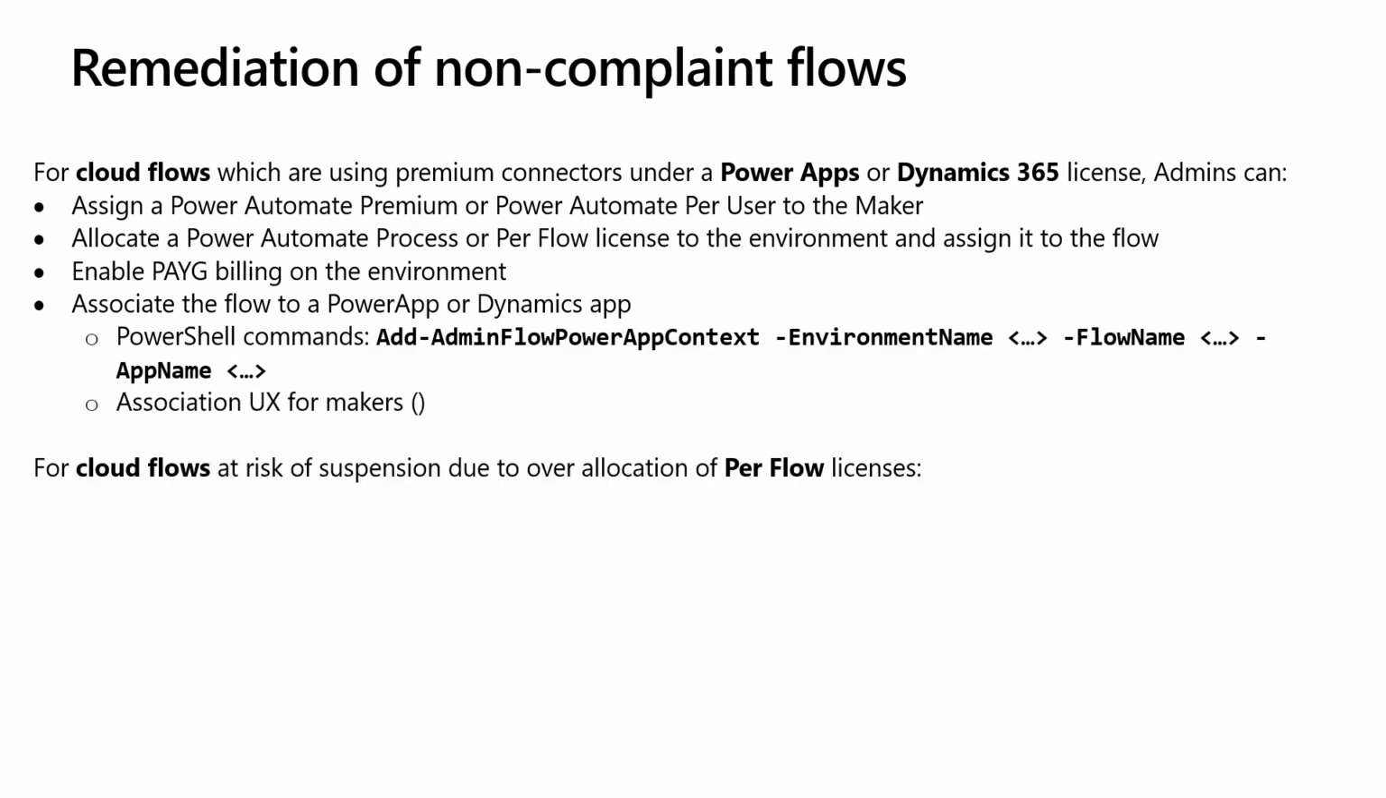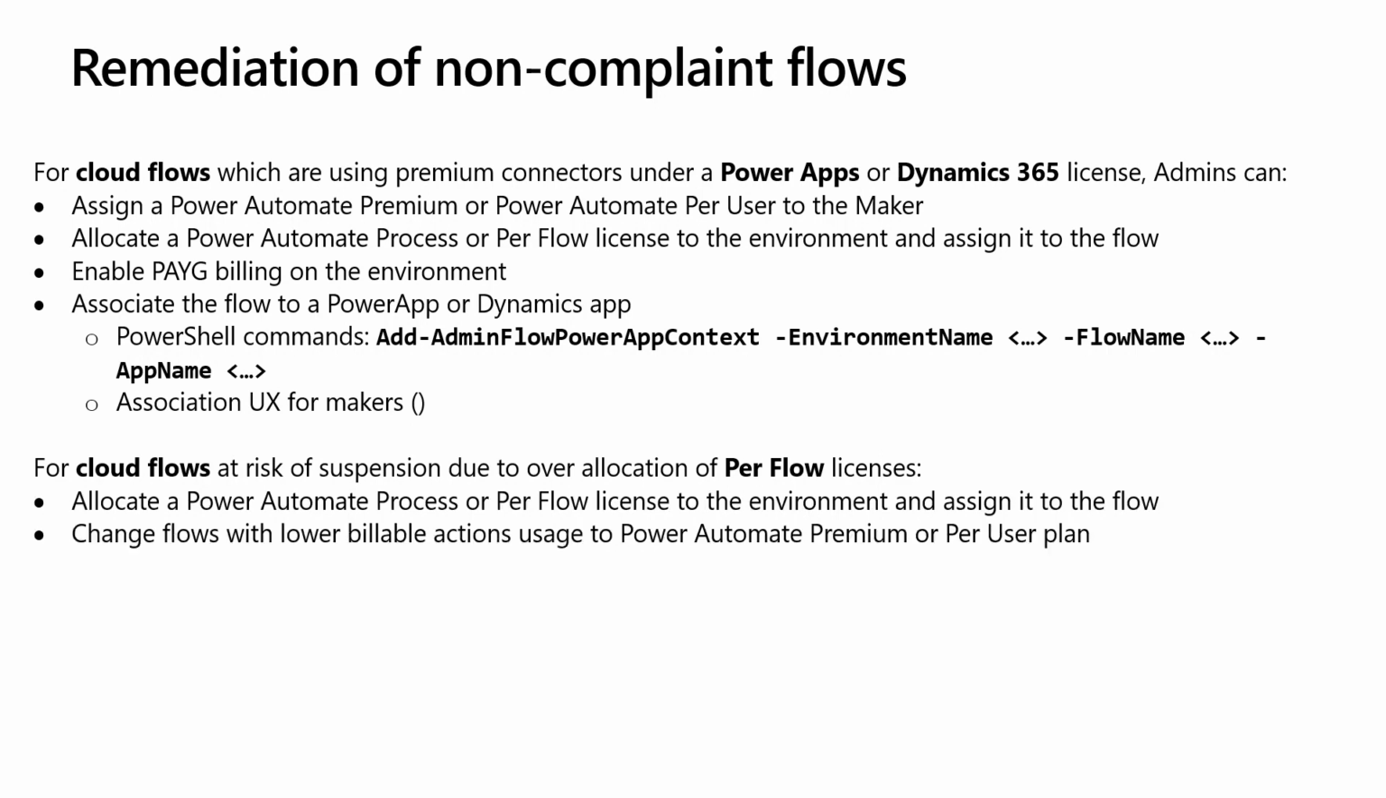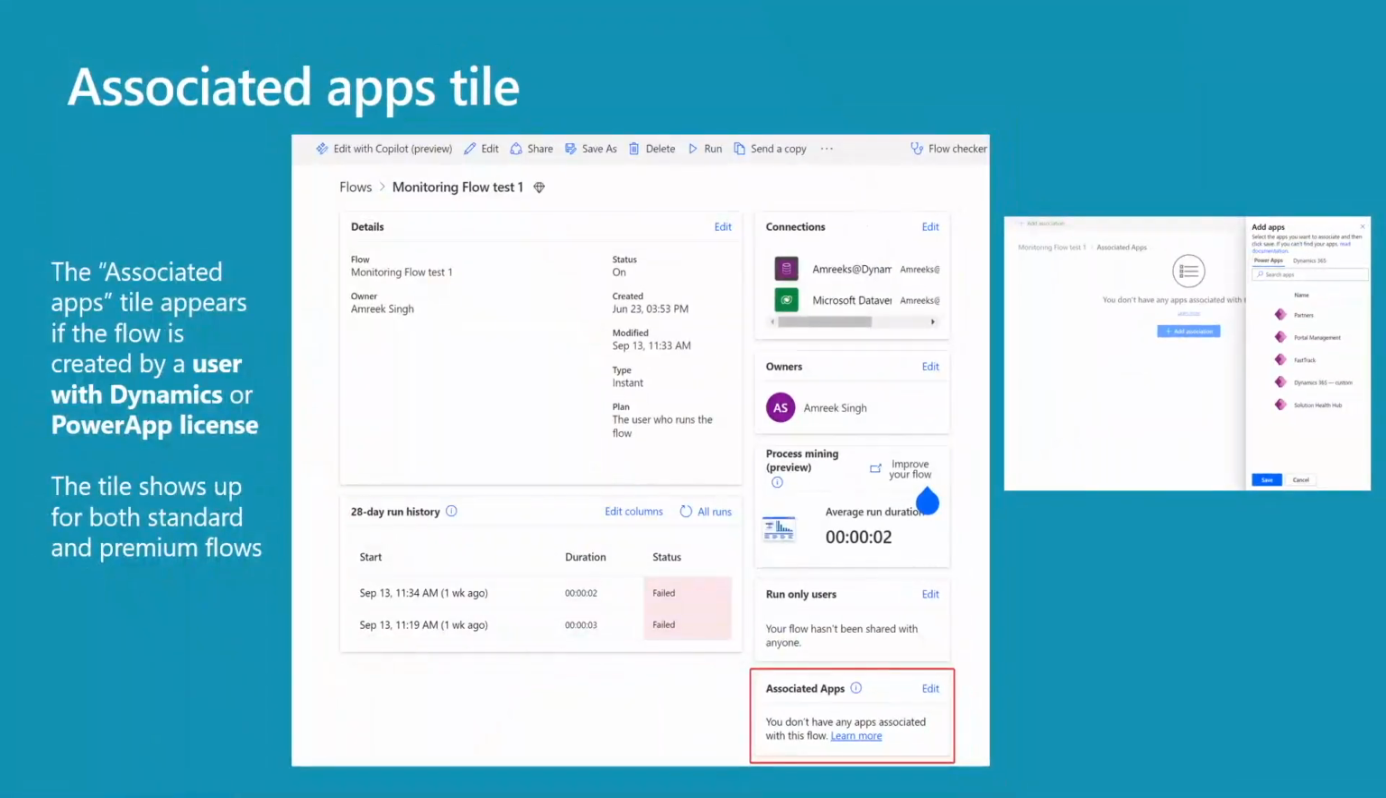For the over allocation of per flow licenses, you can allocate a process or a per flow license to the environment and assign it to the flow, or change flows with the lower billable actions to Power Automate Premium or per user plan. To associate a flow to an app, go to the Maker experience, look for associated apps, then click on Add. It will display a list of available apps. Select an app, and then press Save. This will associate your flow to that app.